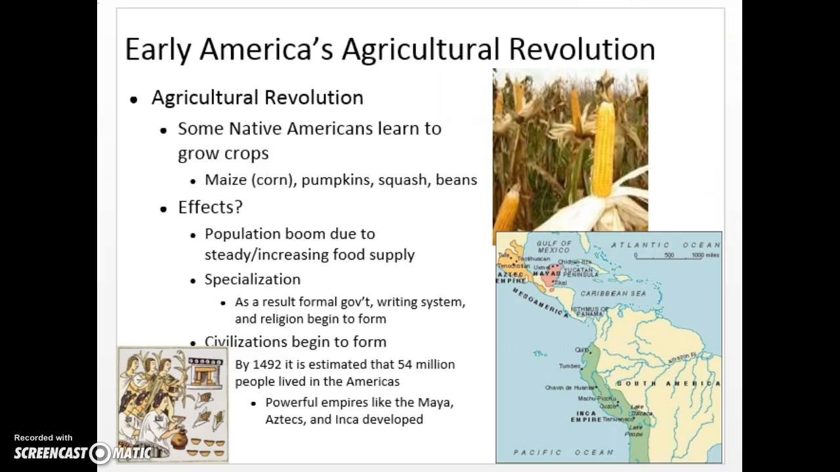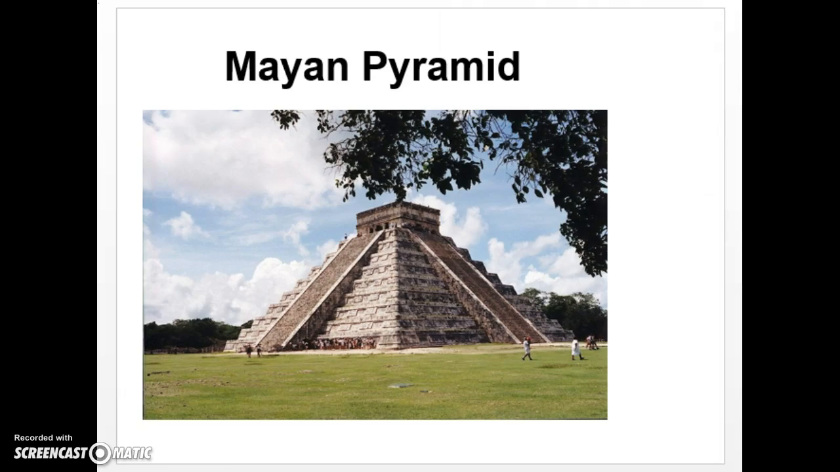The effect of that is that populations begin to boom because of that increasing food supply and that specialization. This is a key word that you really need to know. Because of that specialization, formal governments and writing systems develop, religions begin to form, and civilizations really start to expand. We have many of those large icons, such as the Mayan pyramids.